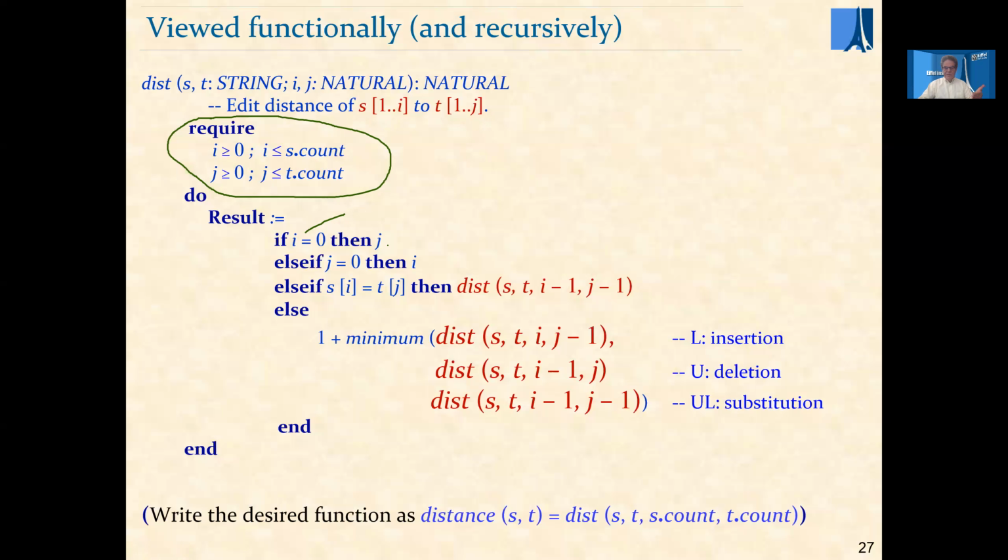This is mathematically clear. If J is 0, that is to say, if the target string is empty, then the minimum way of obtaining the target from the empty target from the source is to delete all the characters of the source. So it's going to be I operations. Else, if S of I is equal to T of J, so in this case, we know that I is not equal to 0 and J is not equal to 0. So we can talk about S of I and T of J, thanks to the precondition, which says that they are within the bounds of the respective strings.